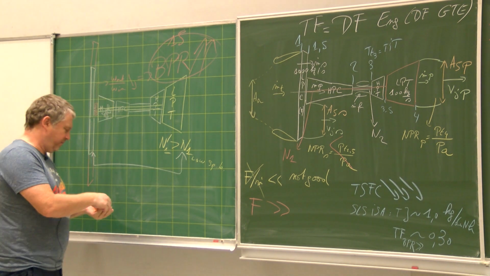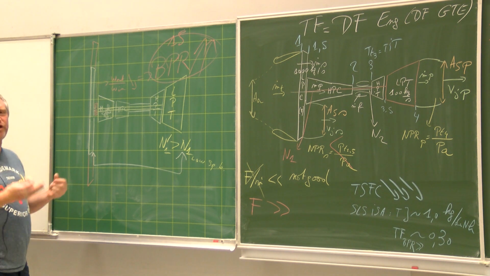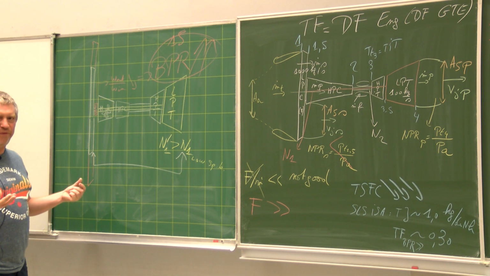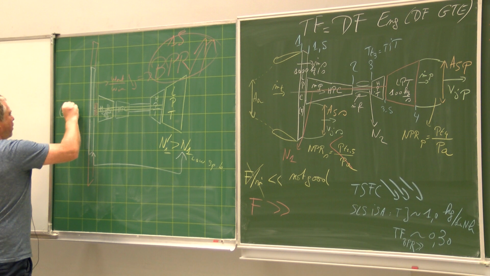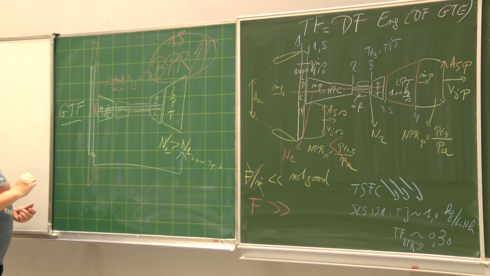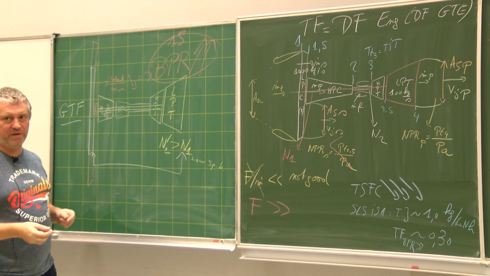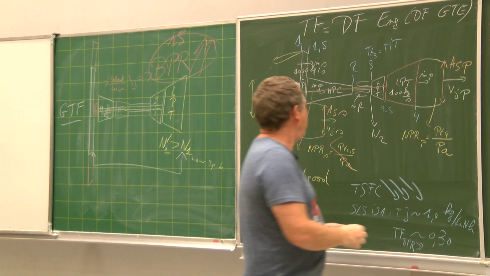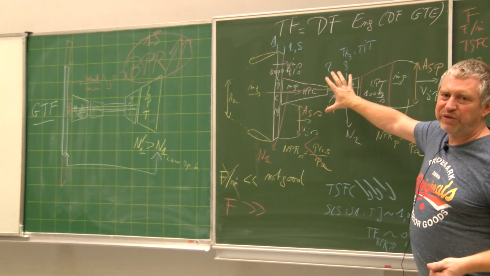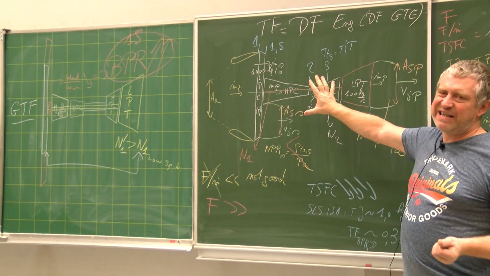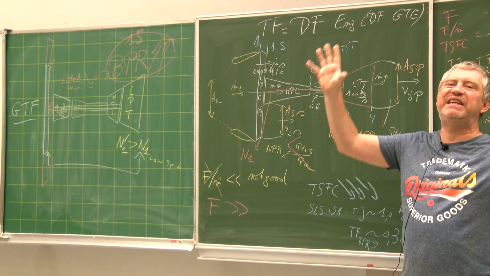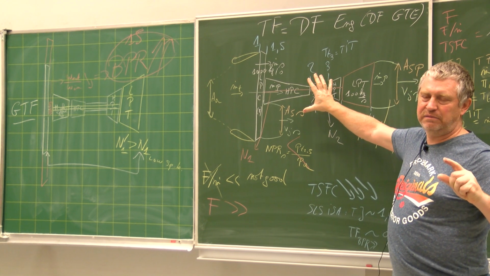This engine is, let's say, the third turbofan type. This is what is called the GTF, the geared turbofan, because there is a gearbox. And so you see, what we have drawn here is not really existing. This is the idea.